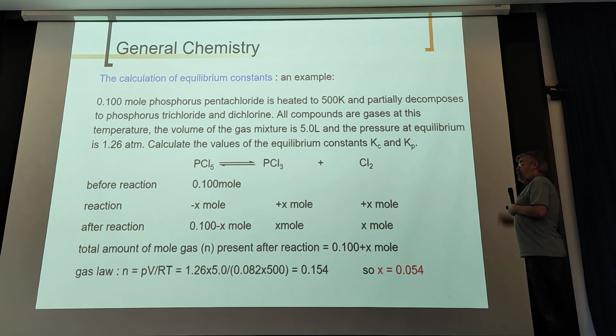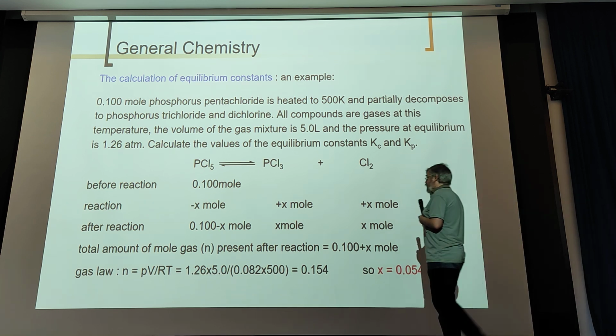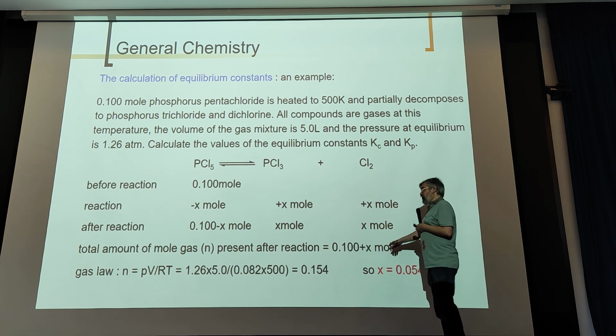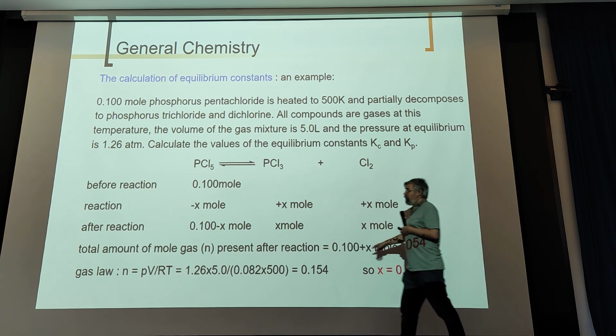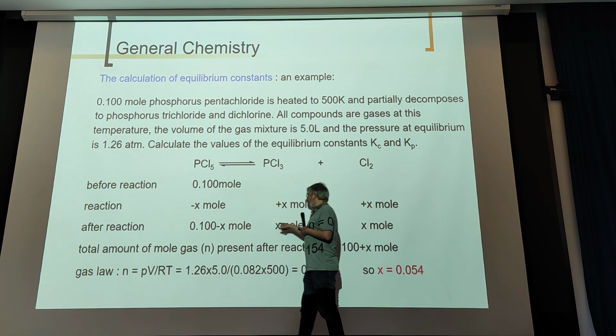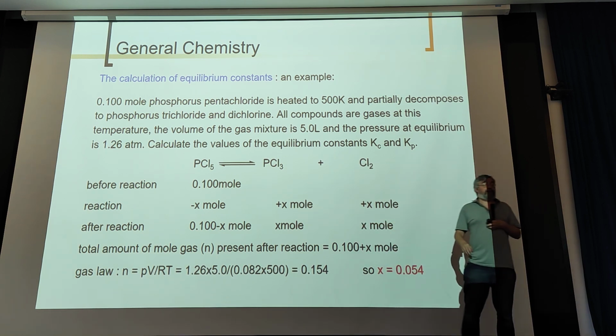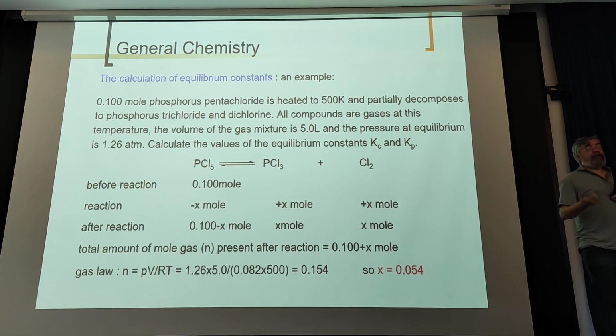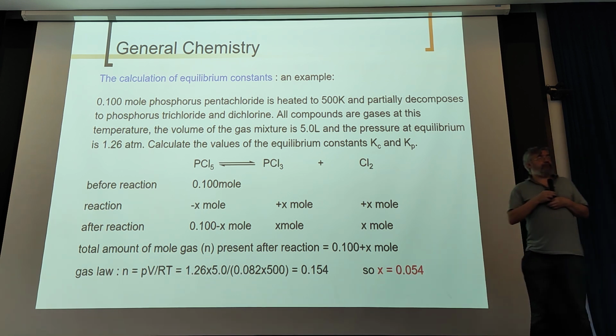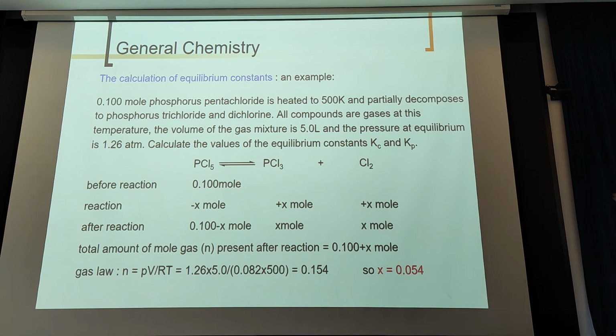So the total amount of gas after the reaction is 100 millimole plus X mole. Why plus X mole? We have here minus X mole plus X mole, so that's again 100, but we have also the chlorine extra. So we have more gas after than before. So we can actually determine the X from that with the gas law. PV equals nRT, that means n is PV divided by RT. And we have all the data.